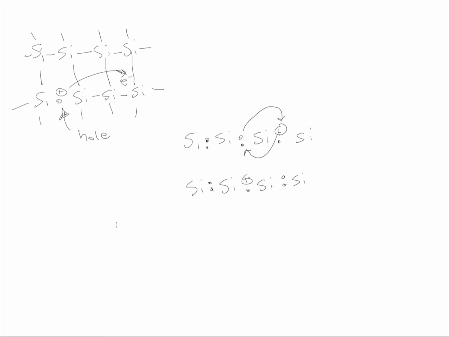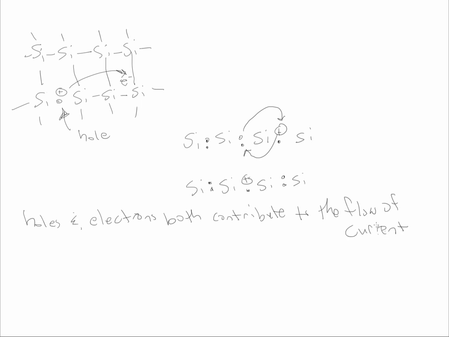So holes and electrons, this is important, holes and electrons both contribute to the flow of current that you would see in the system.